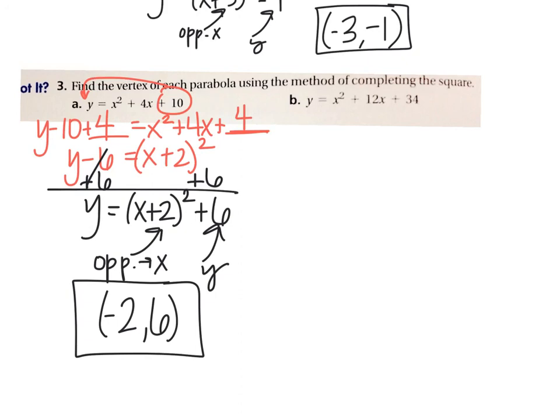Okay, now do B on your own. If you'll pause the video and do it on your own, I'll give you the answer in just a second, but be sure to show your work. Okay, so there's the vertex point for B. If you don't know what you did wrong and you want to send me a picture on Remind 101, I'll be happy to show you what you did wrong.